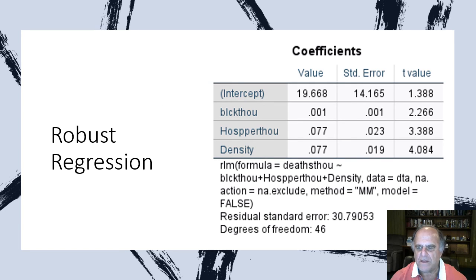There is also something called robust regression. Field mentions this. I went ahead and ran the robust regression, and you can see the results here. I don't know, they're probably not all that much different from our other results. But if you want, you can try running robust regression in SPSS. I just decided to run it, and I threw the results up here.